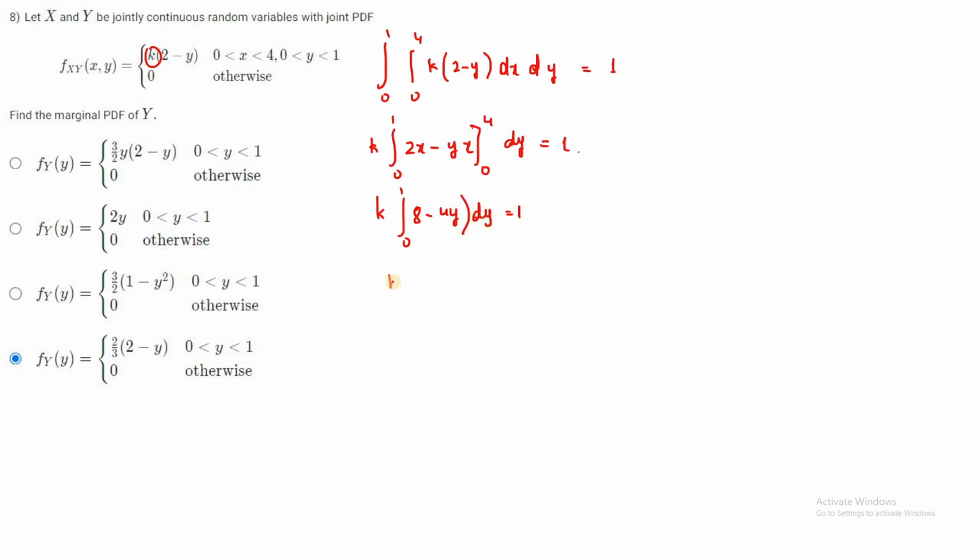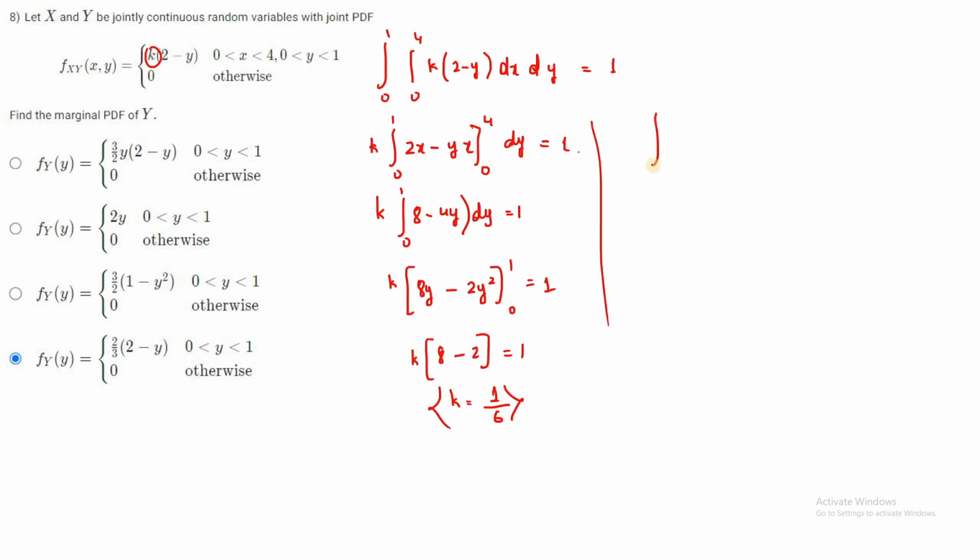So again k into integral is 8y minus 4y square divided by 2, that is 2y square. What are the limits? 0 to 1 equal to 1. Again we have k of 8 minus 2 is equal to 1. Again k is equal to 1 by 6. Okay, using this, again I'll have to integrate the function one time with respect to y, sorry, with respect to x, because they are asking the PDF of y.